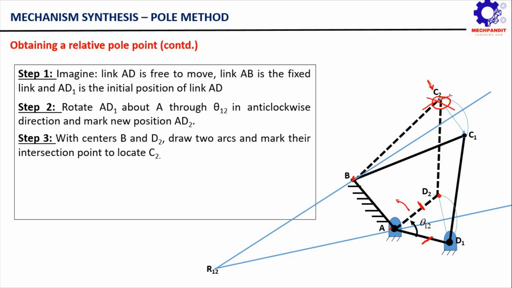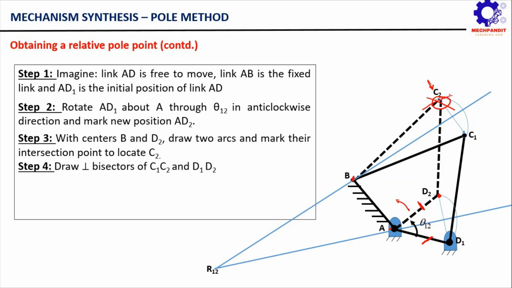Now we can see the coupler link is simply moving from this location BC1 to BC2, while the link AD1 gets rotated through theta 12 in the anti-clockwise fashion. Now we are simply going to draw the perpendicular bisectors of C1C2 and D1D2. Just remember, since we are interested in finding the relative pole of output link DC with respect to AB, what assumption are we making? We are assuming for some time that this link AB has to be a fixed link.